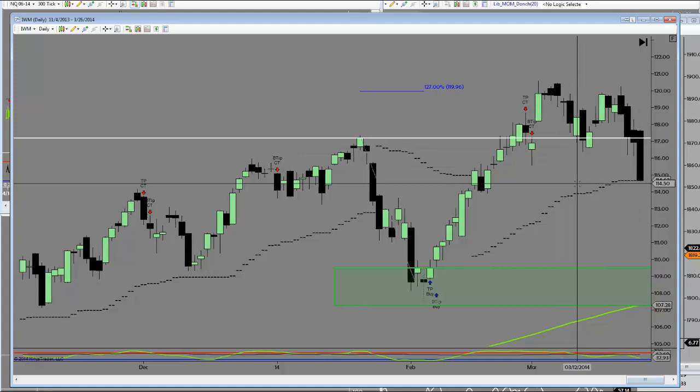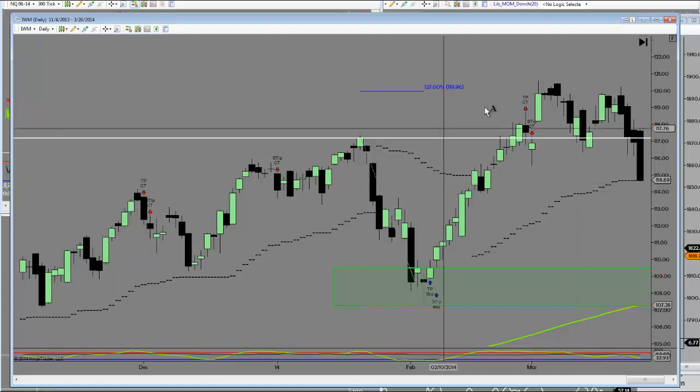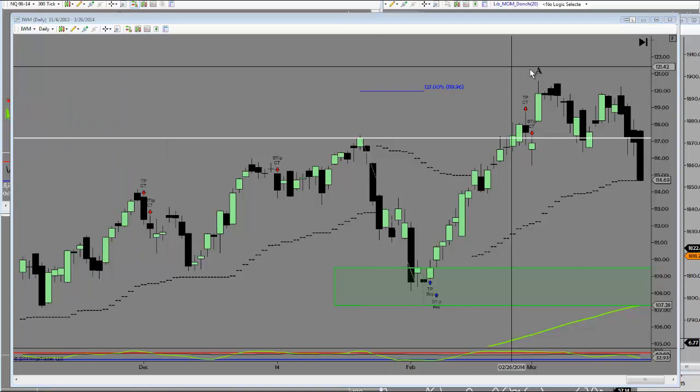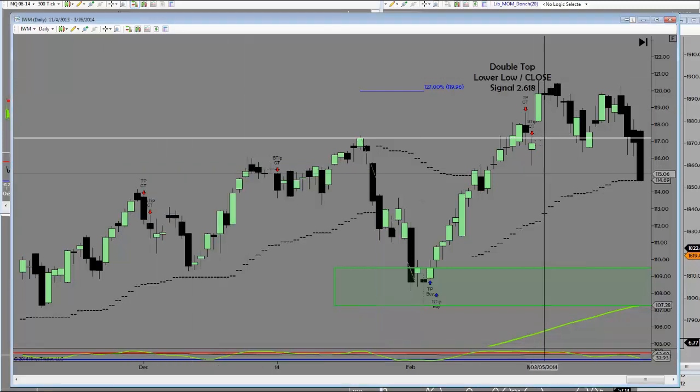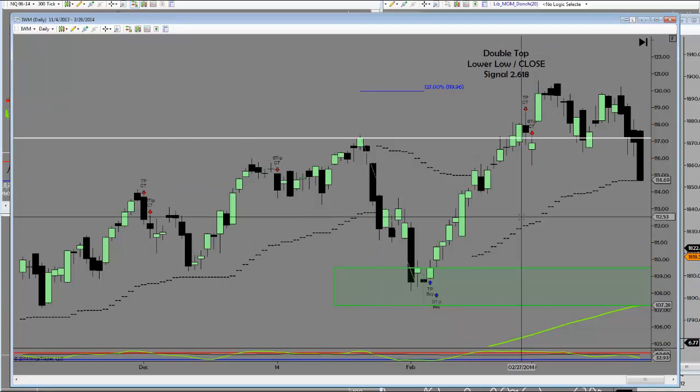And if we break down and we make a new structure low, then we look for the 2.618 trade. So the 2.618 trade always starts with the double top. Then we take the lower low, lower close, and that is what I call the signal leg for the 2.618 sell signal. So this is market progression. I can do this on a daily bar. I can do it on a 55 tick chart intraday.